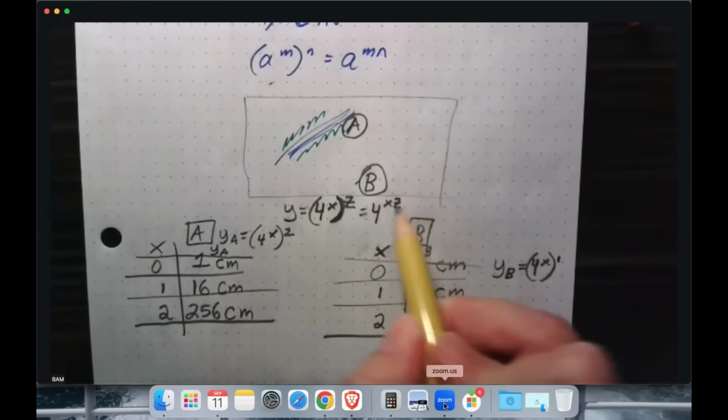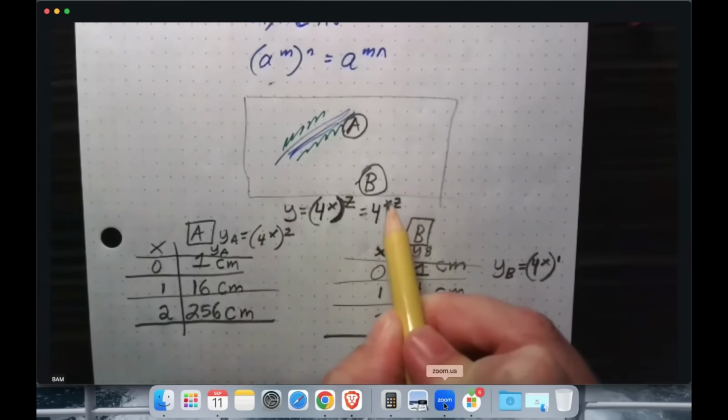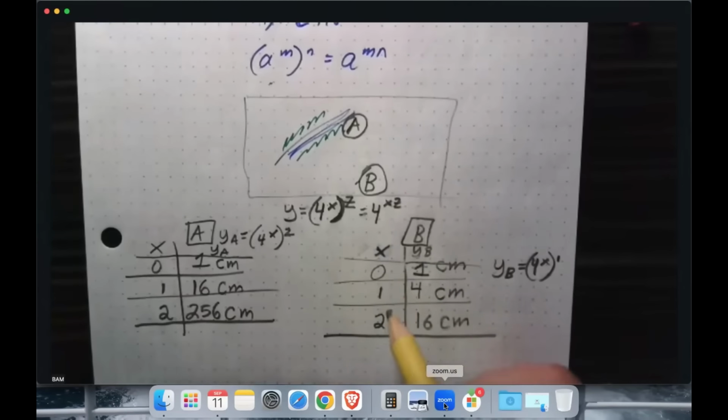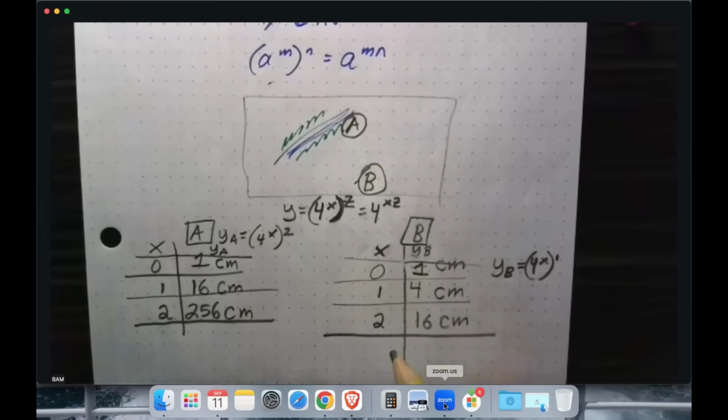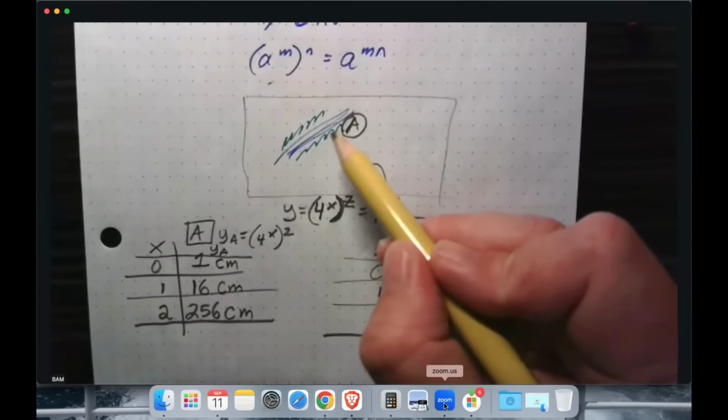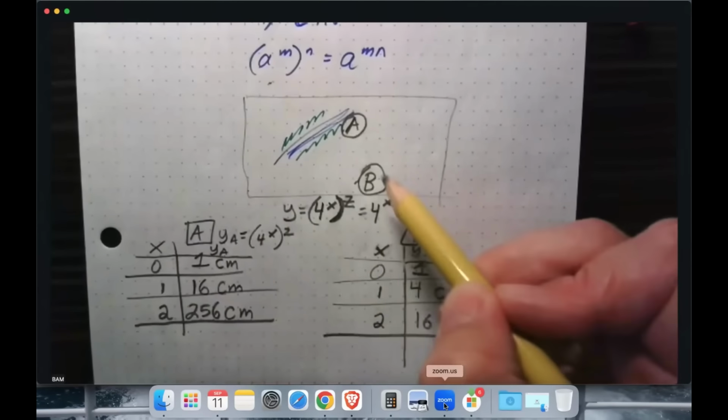So this z is modifying the x, and the x is the input, the number of iterations of time that have passed by. In the same amount of time, the trees by the river are growing much faster than the ones out in the desert.